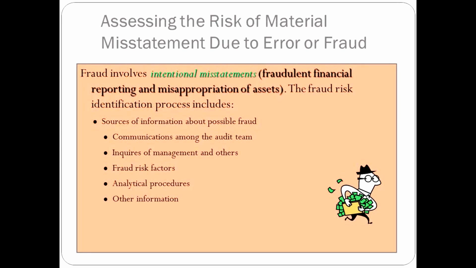So fraud involves intentional misstatements. The fraud risk identification process includes communications amongst the audit team. So for example, SAS 99 requires that the entire audit team get together and brainstorm based on everyone's respective knowledge of the company, brainstorm where there might be a high risk of fraud, right? What accounts, what areas, what factors drive that? And the importance there is because you are an audit team, you're doing one part of it, someone else is doing another part of it. The goal here is to share information, because the more information you have, you get a better, more complete picture.